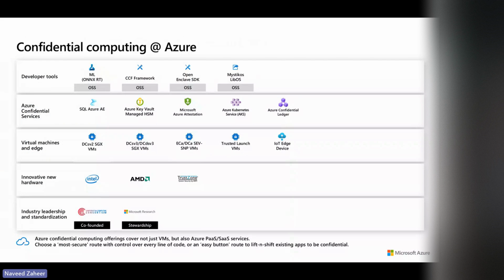So I'm going to talk about certain virtual machines that you can use. There's the EC series, DC, DCA, DCD. All of these machines use processors that take advantage of the underlying hardware to provide you these confidential computing capabilities. Okay. Any questions?